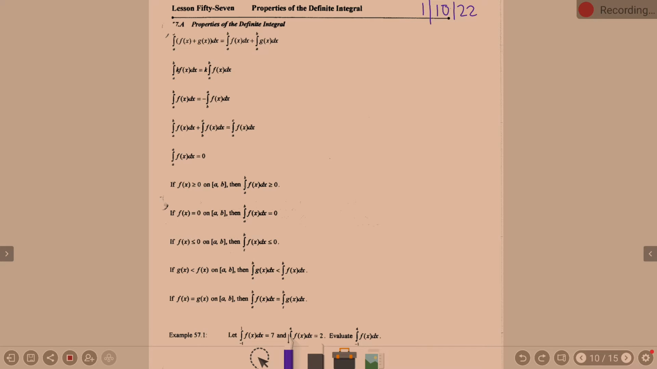Now, these are just properties, things that can be done. Some of them are more obvious, I kind of want to say common sense in a way. They just make sense, like this first one. Some are a little bit less obvious.